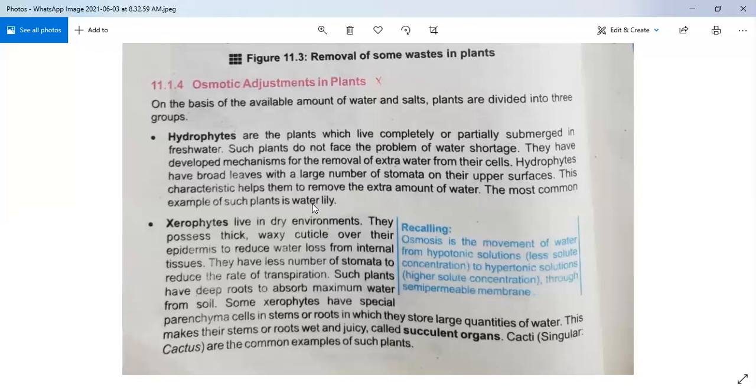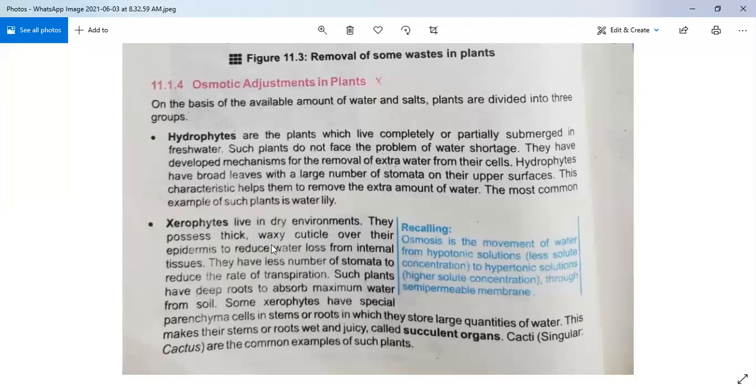So this is clear: hydrophytes have broad leaves with a large number of stomata on their upper surface, and this characteristic helps them to remove the extra amount of water. Now come to the second one: xerophytes. Xerophytes live in a dry environment. Dry environment means they are plants which grow in deserts. They possess a thick, waxy cuticle over their epidermis to reduce water loss from internal tissues.